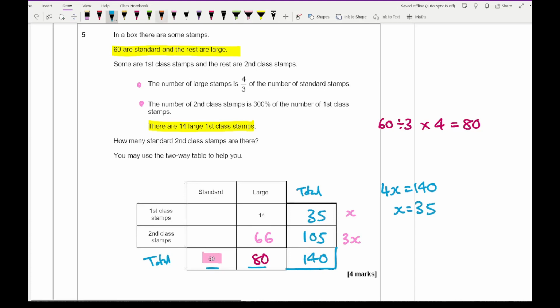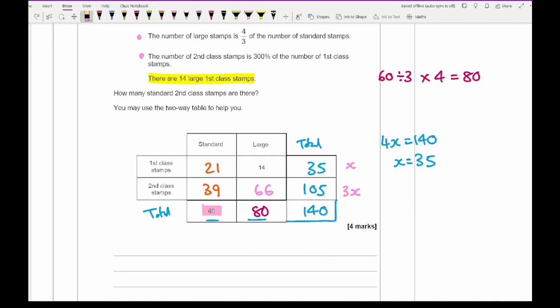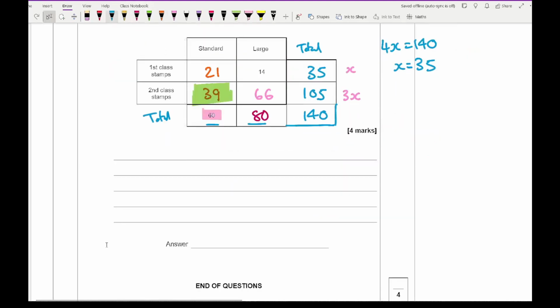Then from this I can work out what my missing two numbers are. So this is going to be 21 and this is going to be 39. And once I've completed my table, all I then need to do is go back to answer the question that's been asked, and that question is how many standard second class stamps are there? Well, that's going to be 39. So all I need to do here is just write the answer of 39.